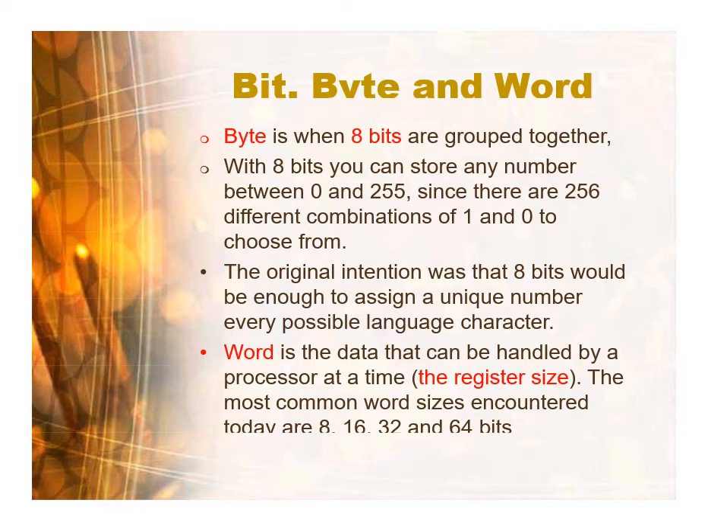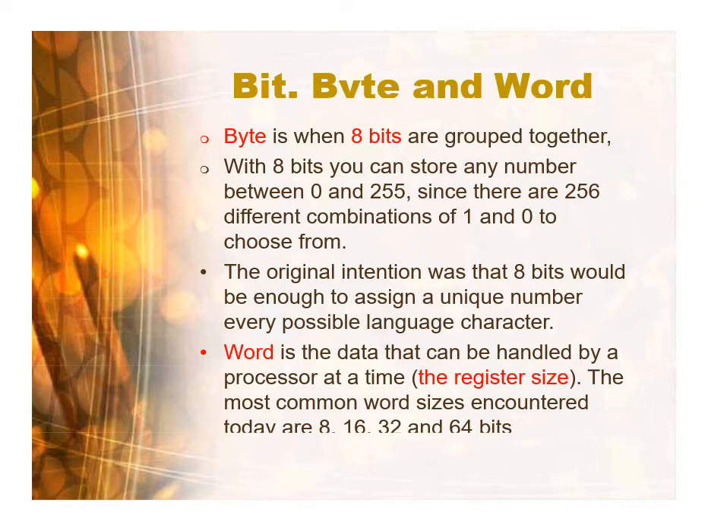So the combination of 1 and 0 to choose, okay, sama ada dia start dengan kosong ataupun 1 bergantung. Tapi dia punya maximum values for the 8 bits adalah 256. Okay, so the values will start from 0 until 255. So the original intention was that 8 bits would be enough to assign a unique number to every possible language character. Okay, sebab one character can be represented by 8 bits or 1 byte. Okay, we can count it as 1 byte.